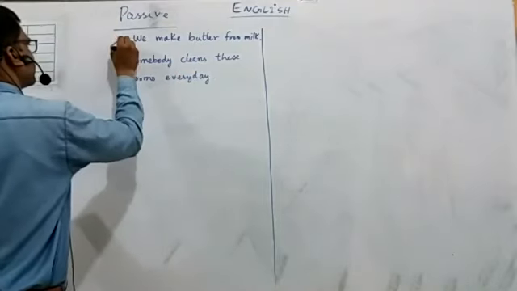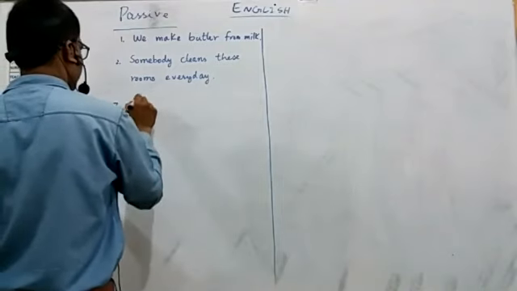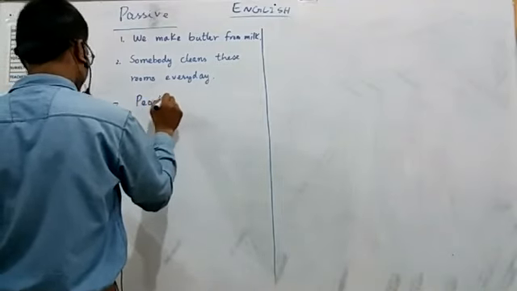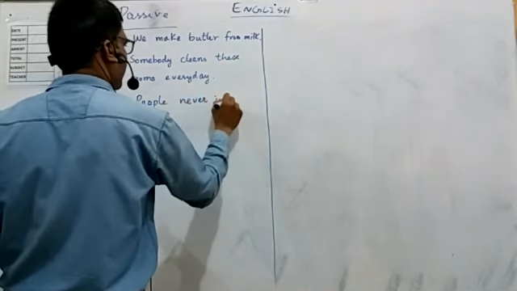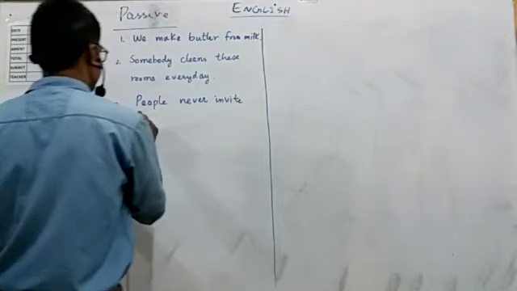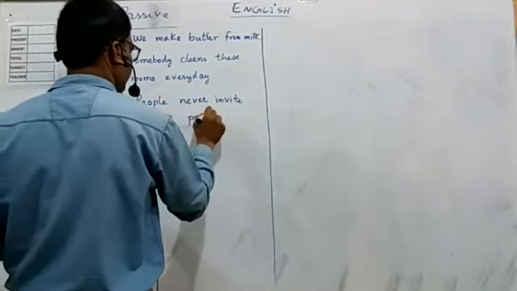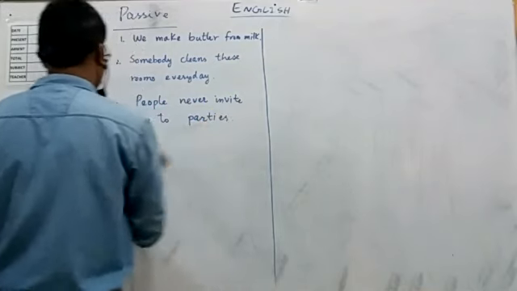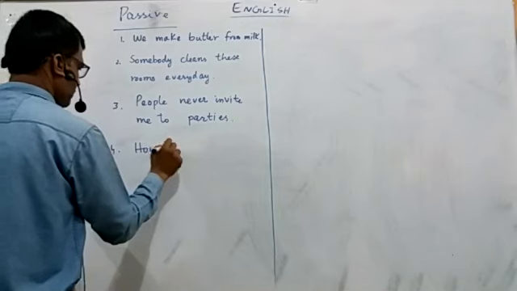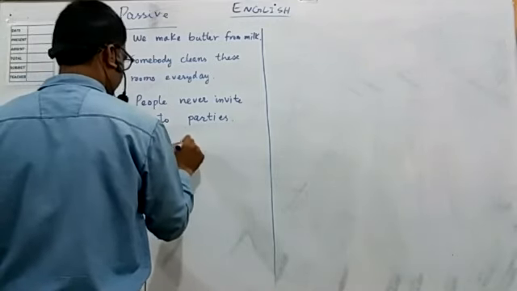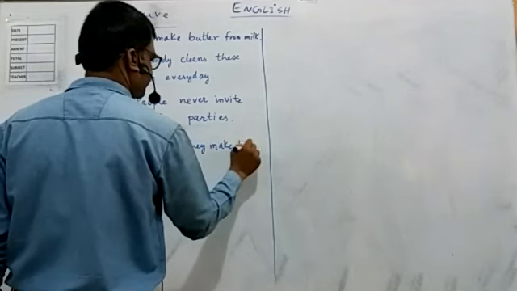Okay, we have a sentence: people never invite me to parties. And the fourth is: how do they make butter?